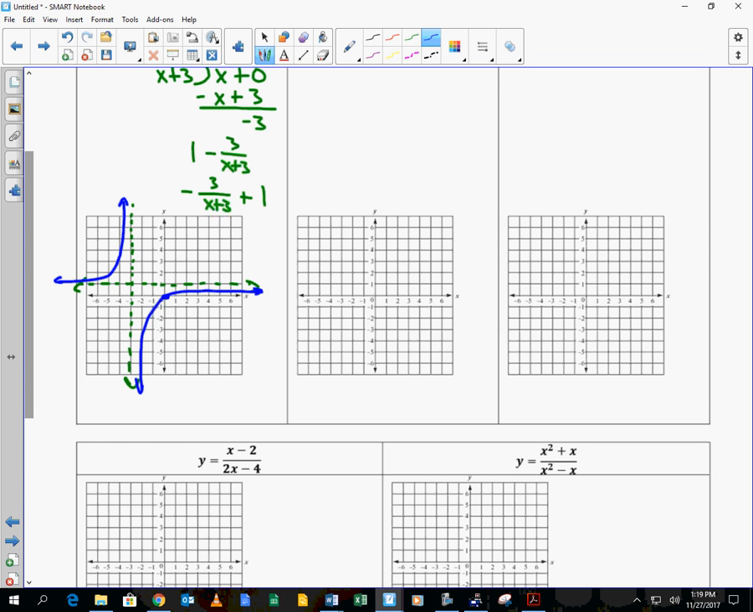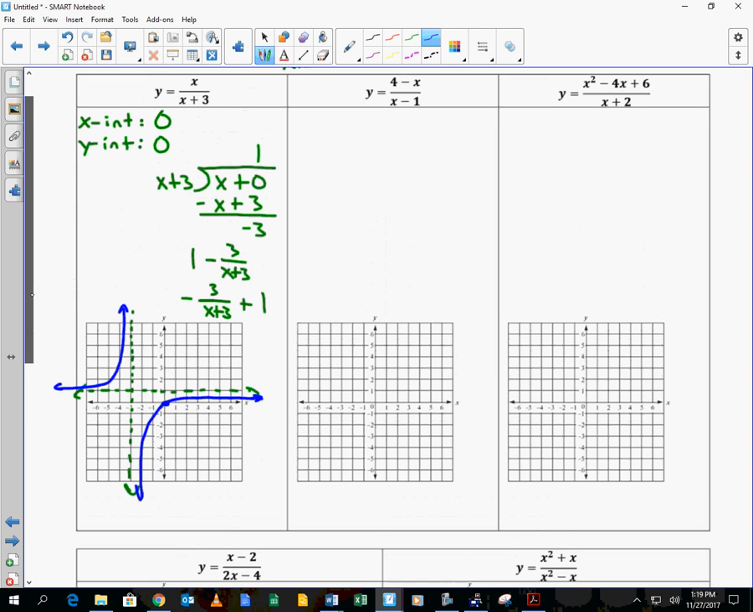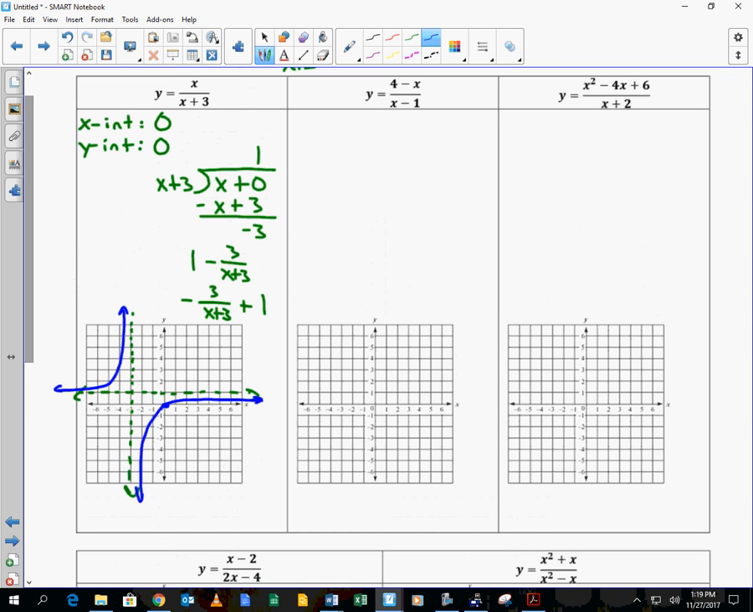There's my graph. Now for today's assignment, you're going to need to list the x-intercept, the y-intercept, the horizontal asymptote. The horizontal asymptote is the line that the graph approaches but never touches. And what is that? Y equals 1. And the vertical asymptote, x equals negative 3. Very good.